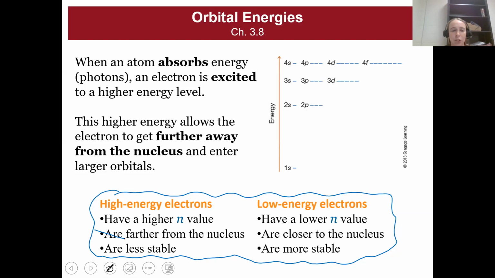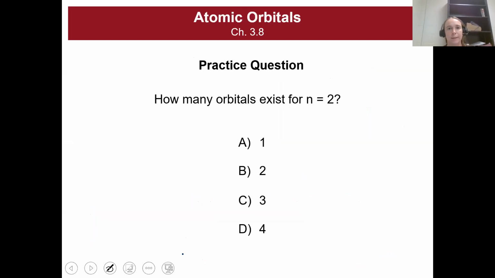And then high energy electrons are less stable. They're more likely to drop back down to the ground state. Low energy electrons, the closer it is, so if it's already at the ground state, it's really stable. It's not going to do anything. But if it's not at the ground state, it's going to drop back down to the ground state, making it less stable. Okay? Let's look at some more practice questions and then we'll be done.